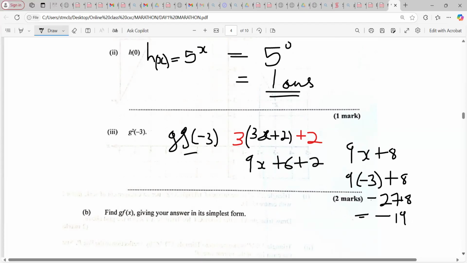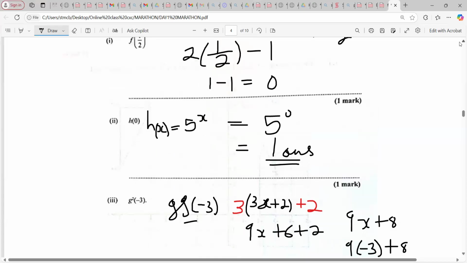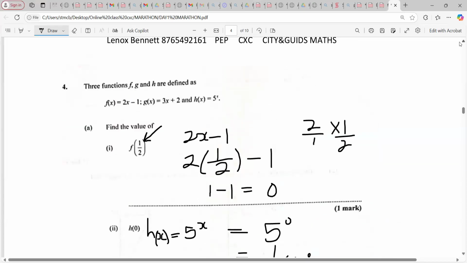Alright, try that one here, guys. Find gf of x in its simplest form. I'll go back up. So remember the order gf: g must be the first function, f the last function. gf. I'll write it here.